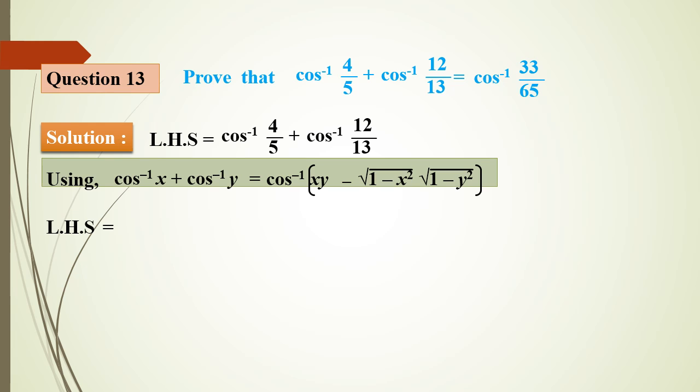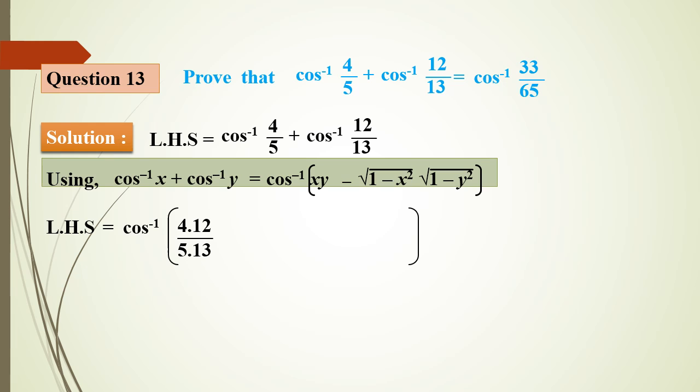Next, x can be considered as 4 by 5, y can be considered as 12 by 13. So in the standard property of inverse trigonometry, which we have already shown you, in the place of x and y, substitute these values and after simplifying, you get the right hand side. Okay, so now we'll see the simplification.